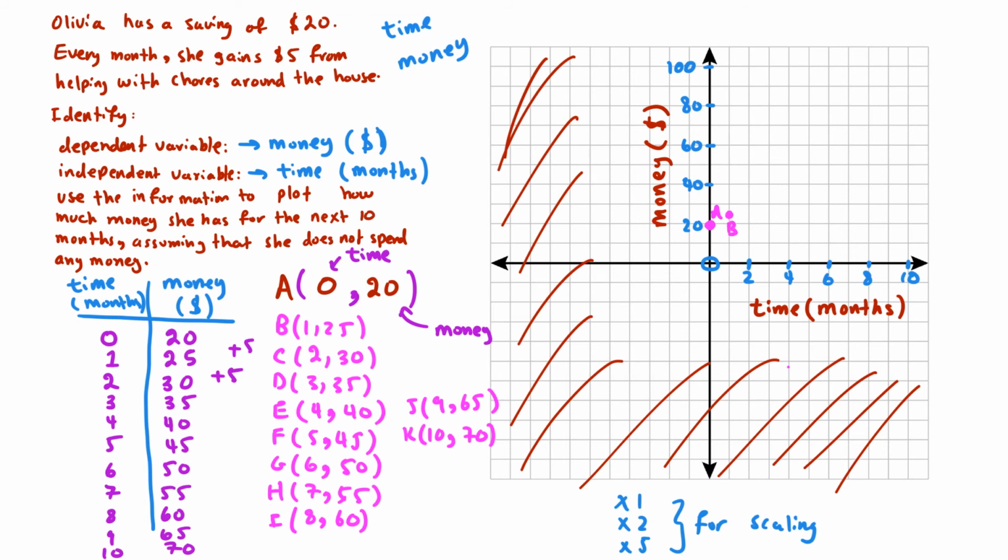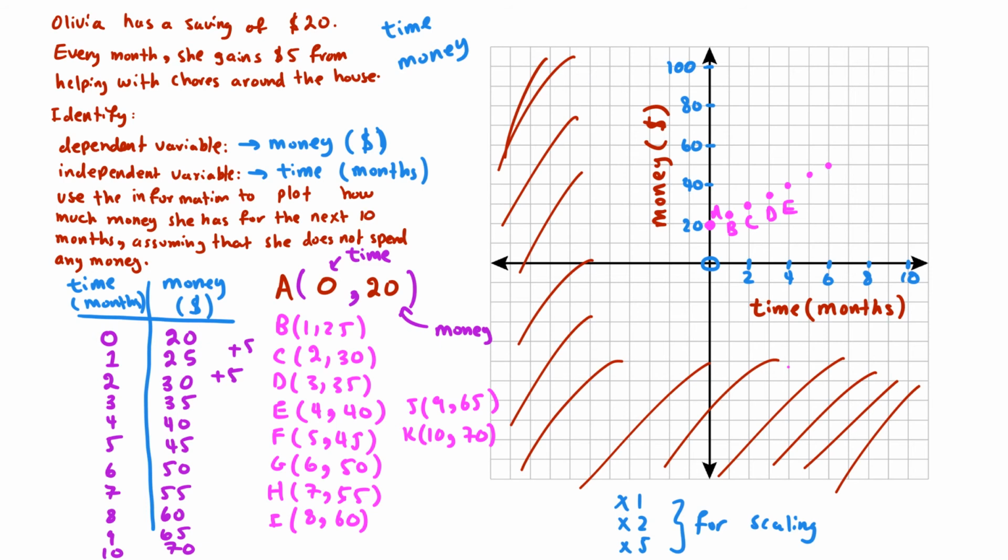And then at month 2, I will have 30. At month 3, I will have 35. At month 4, I have 40. Just to make sure that we're on the right track, month 4 is point E. My time is 4, so I'm going 1, 2, 3, 4, and the amount of money is 40, so that's 10, 20, 30, and 40 right here. So that looks good. This is E. And you can see a pattern. The pattern continues.